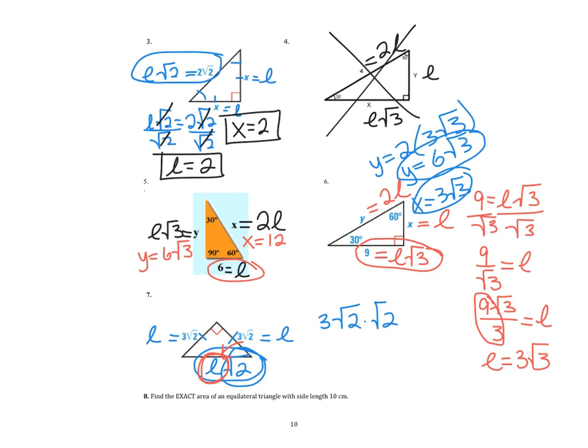I plug that in, and then times the square root of 2. This is going to equal 3 times the square root of 4. Square root of 4 is a weird way to write the number 2, so that's just 6.